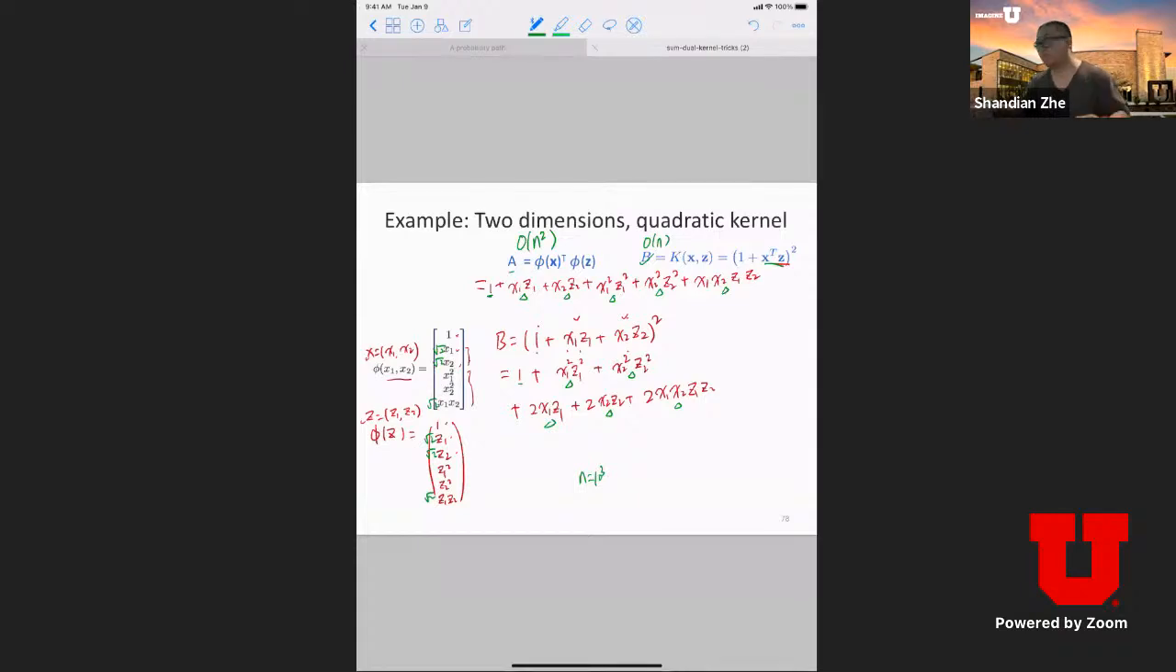In some cases, you have to use the kernel trick. Why? Because phi is infinite dimensional. Later we'll see one famous example. It is used everywhere in kernel learning, kernel SVM, all kinds of kernel methods. But the corresponding feature mapping is infinite dimensional, meaning that you cannot explicitly compute it. In that way, you have no other choice. You have to use the kernel trick.